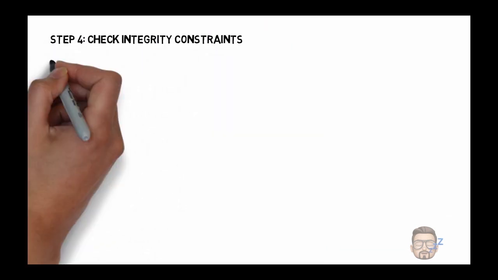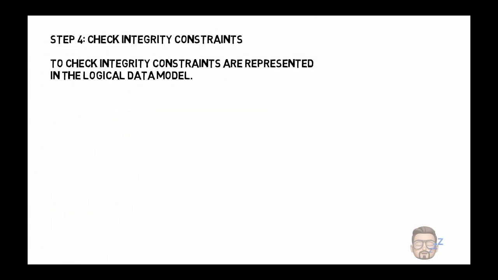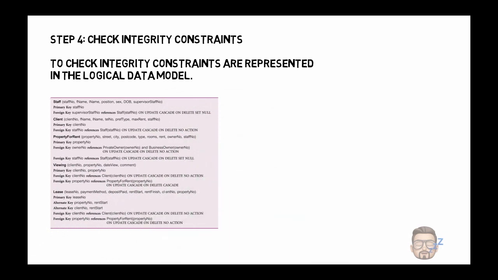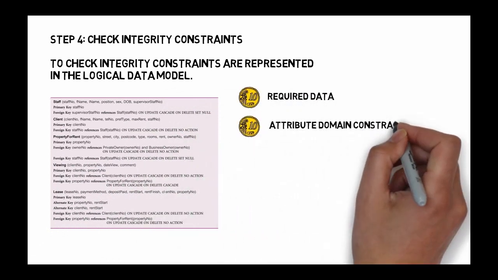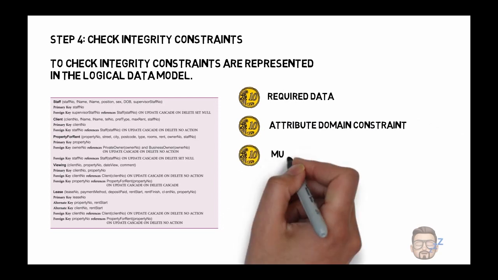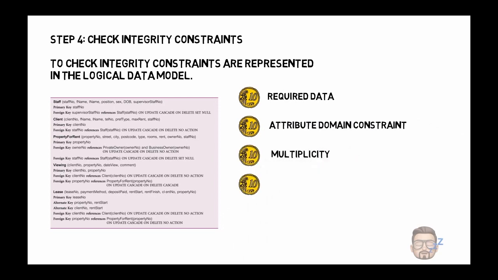Step number 4 is to check integrity constraints are represented in the logical data model. The constraints that we can check are required data, attribute domain constraints, multiplicity, entity integrity, referential integrity, and also the general constraints.